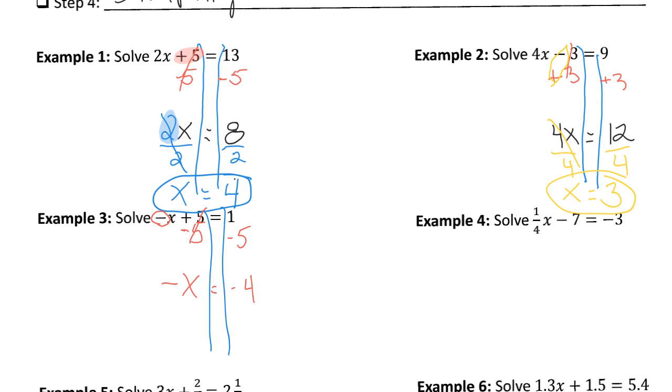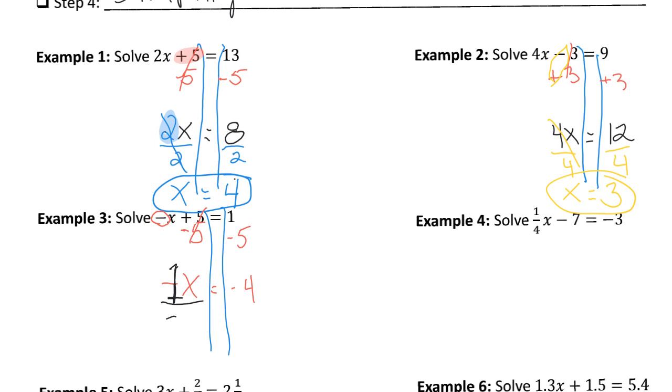Now it seems like we're done because I see x is equal to negative 4. But what we're missing is that this is a negative x and that there's an implied 1 in front. And I don't want a negative x. A negative x is not the same as x.